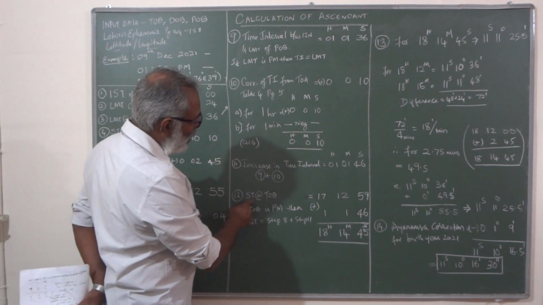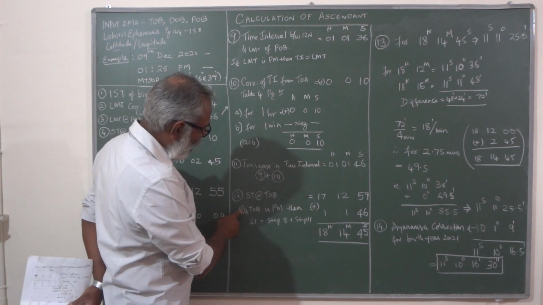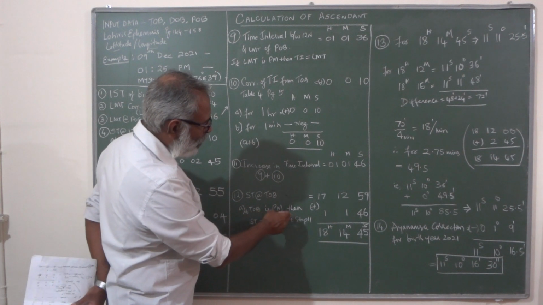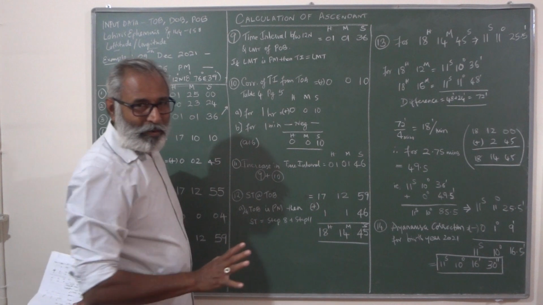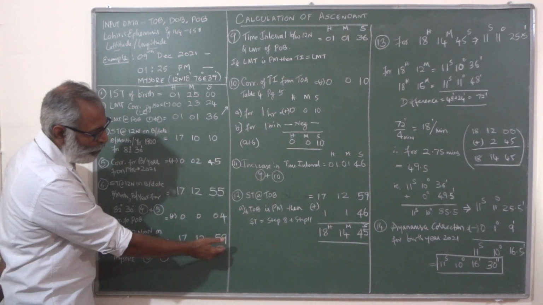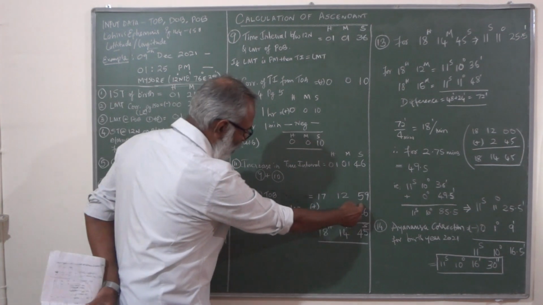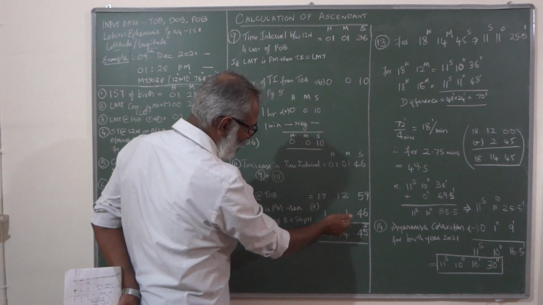So the sidereal time at time of birth, if the time of birth is PM, then sidereal time is equal to step 8 plus step 11. Step 8, what we got here, 17, 12, 59, that I have written here, and step 11 is what we got as 1, 1, 46, that I have written here.